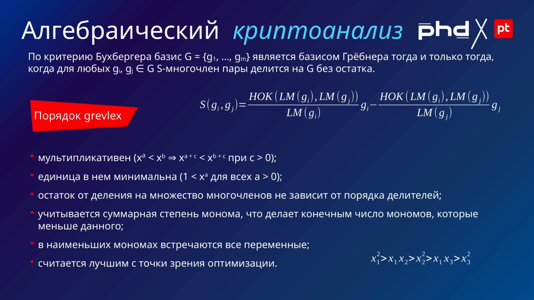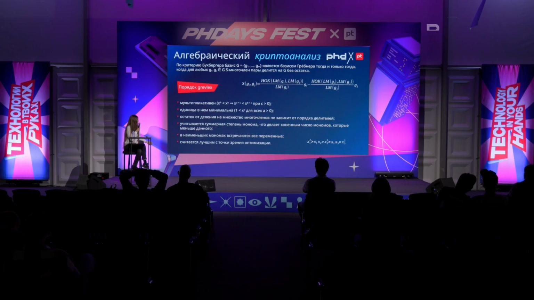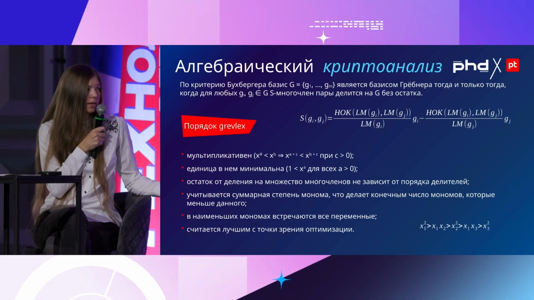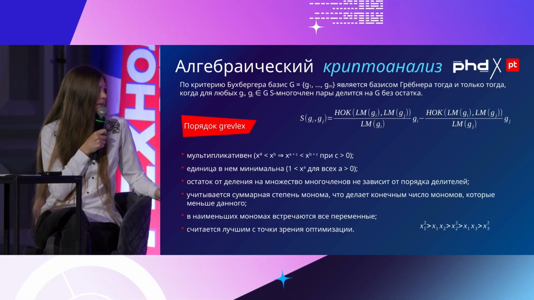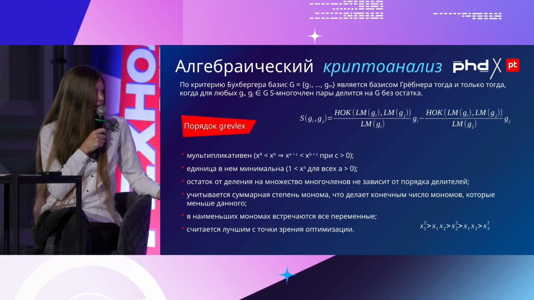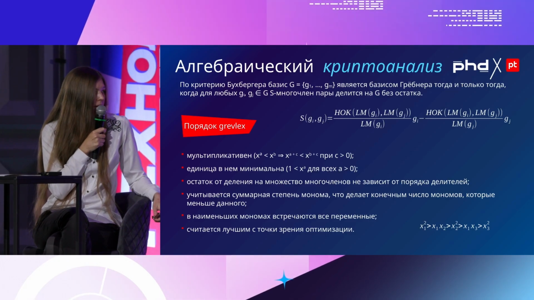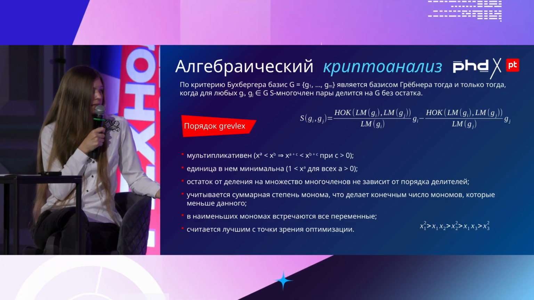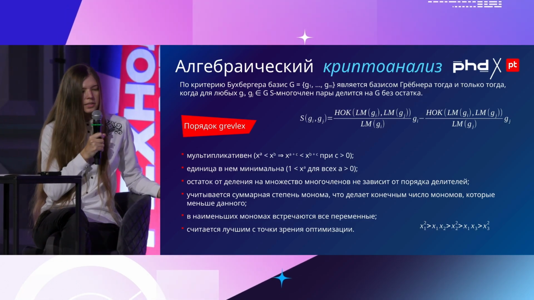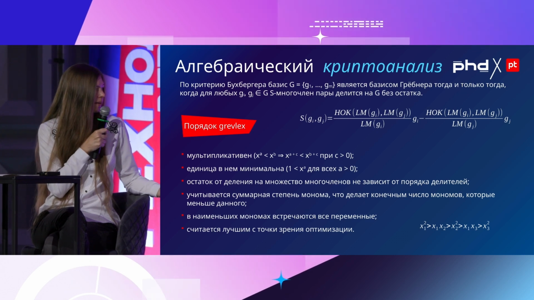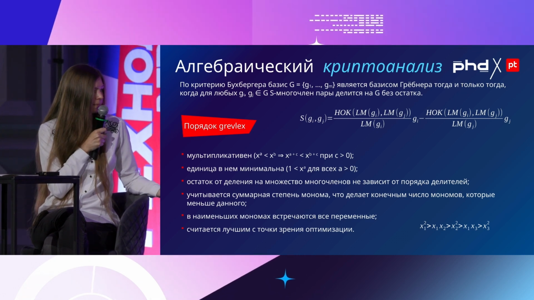In order for the basis construction to be effective and efficient, and in order for the division to be correct, we need to comply with a specific order, and Grevlex is the one that's usually used in those cases. It's multiplicative, and one is minimal there. This is in fact true for most orders.